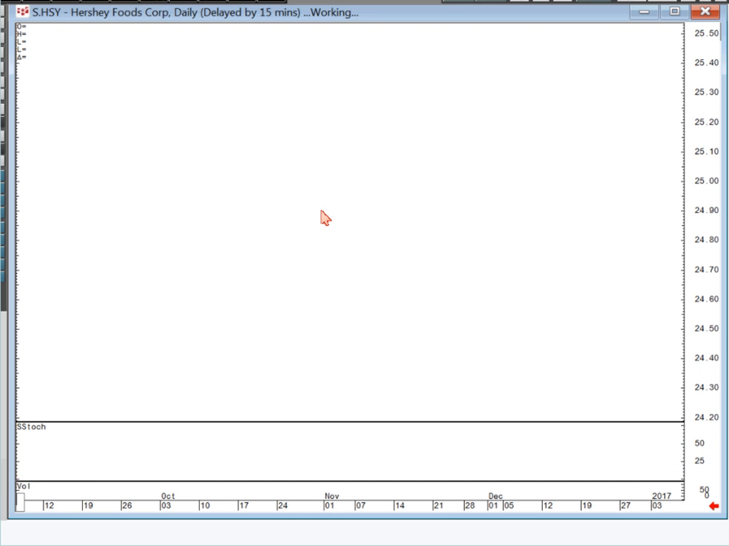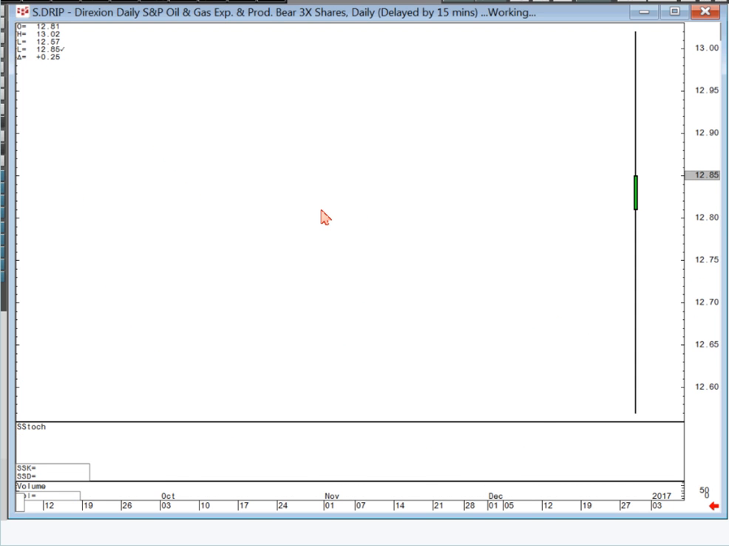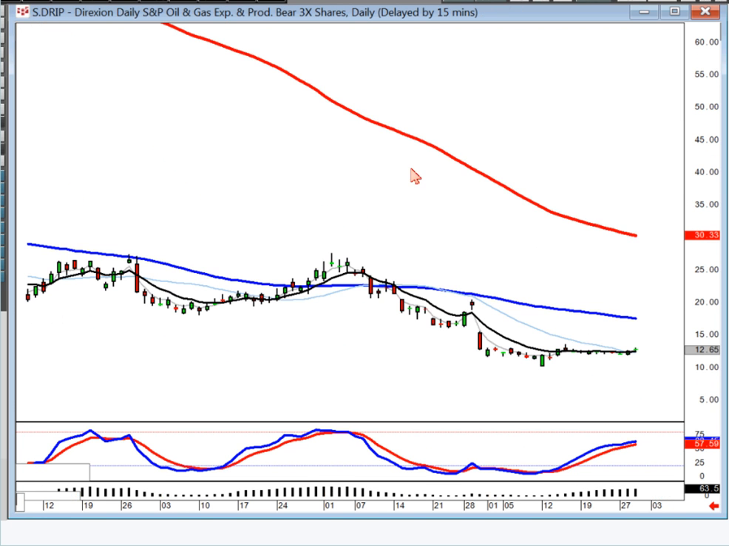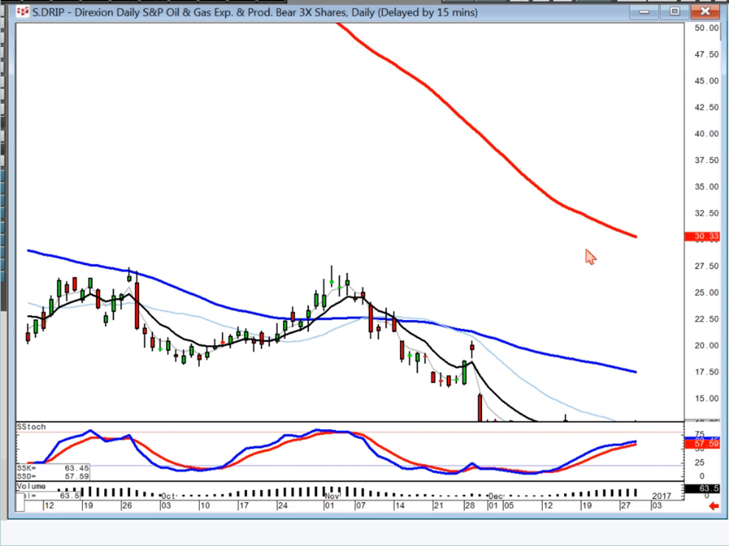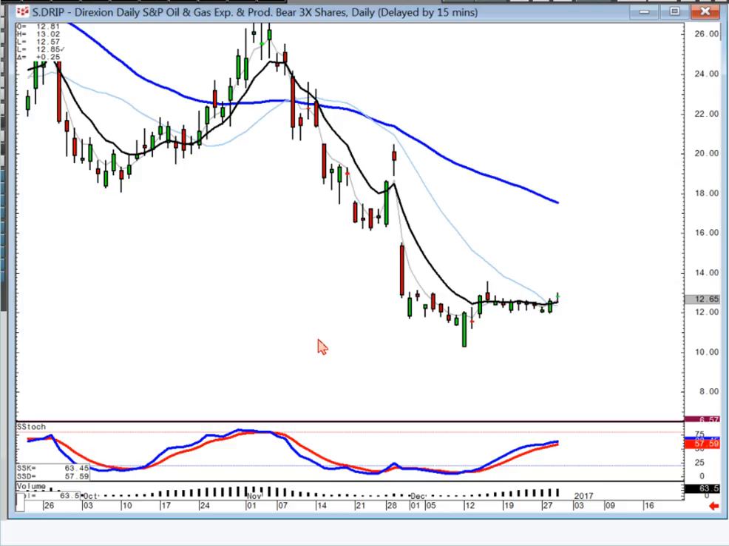Hershey, stay long as they can't close it below the T-line. And the oil S&P, very slow coming up, but you can buy this one on positive trading tomorrow.